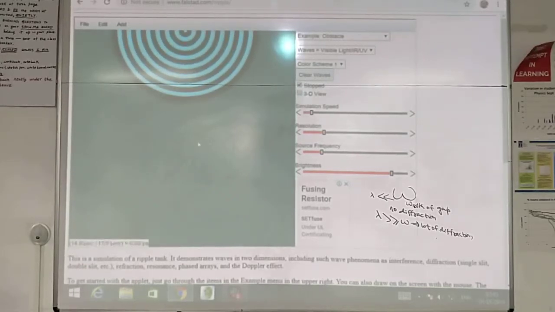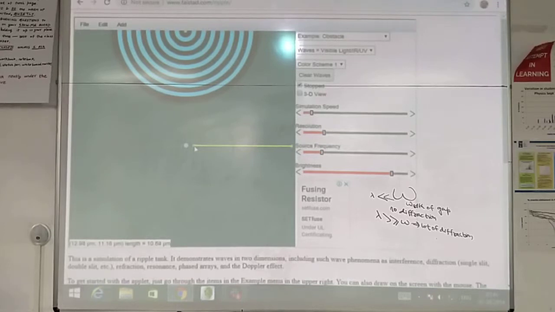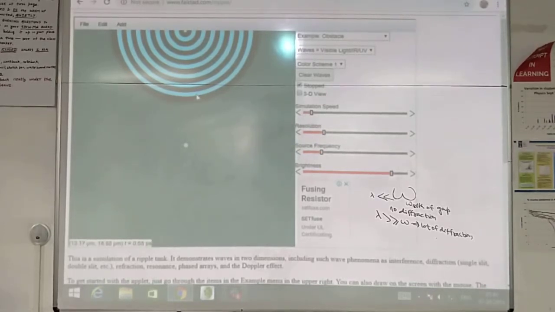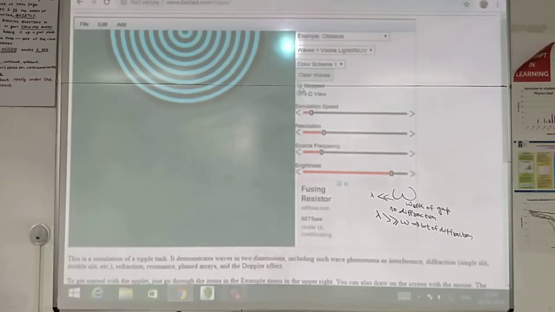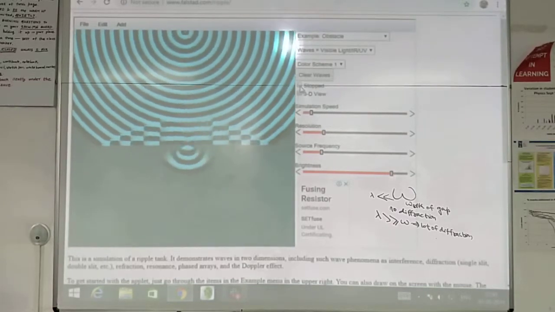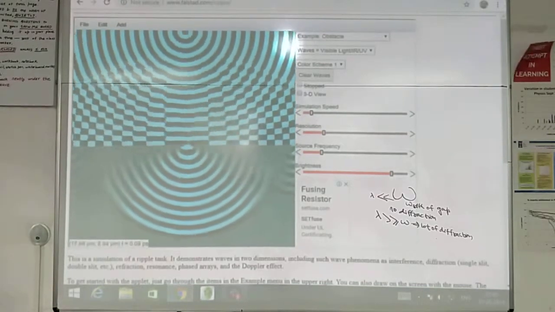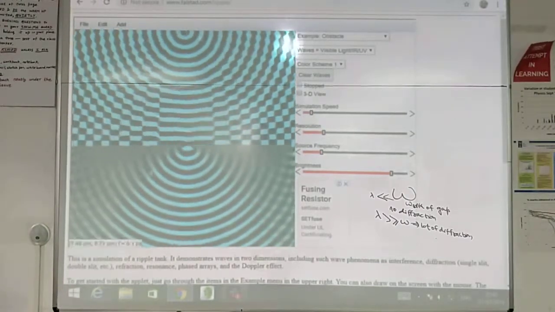I'm showing all the distances. Now the gap is equal to the wavelength, agreed? Now the gap is almost equal to the wavelength. Now see what happens. So diffraction is somewhat lesser now.